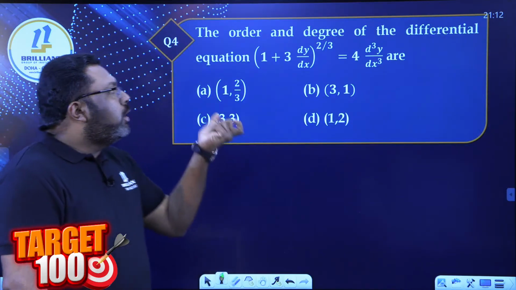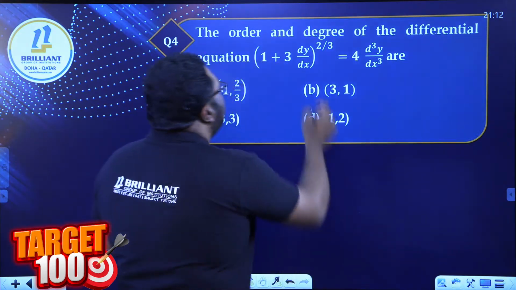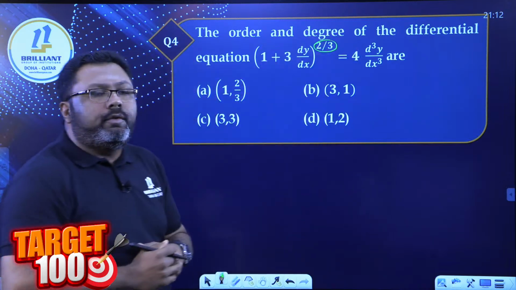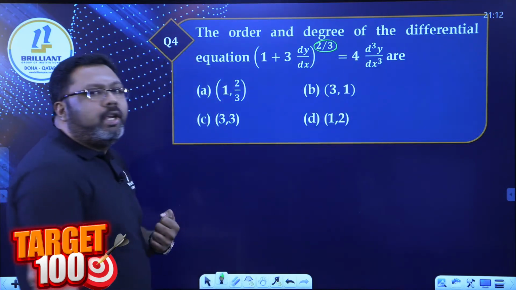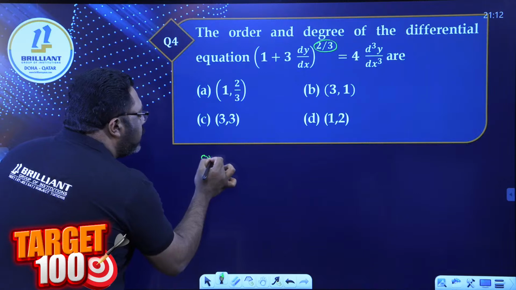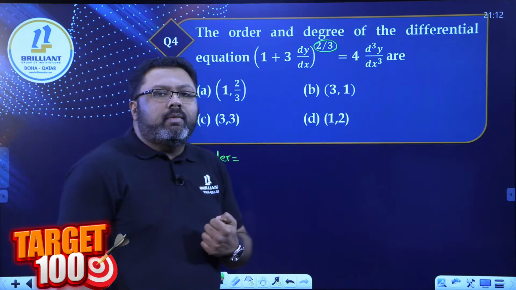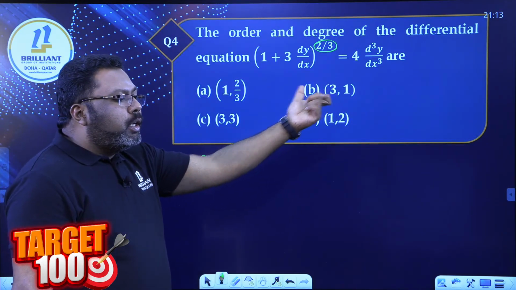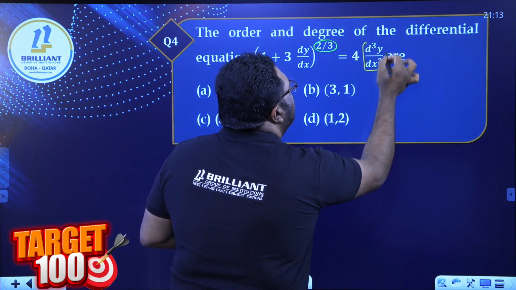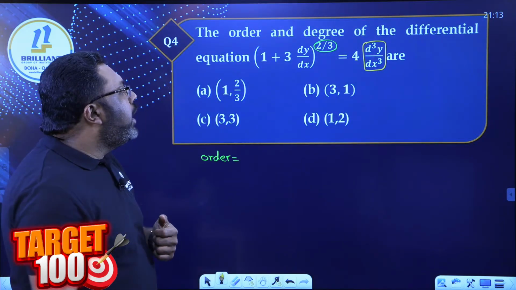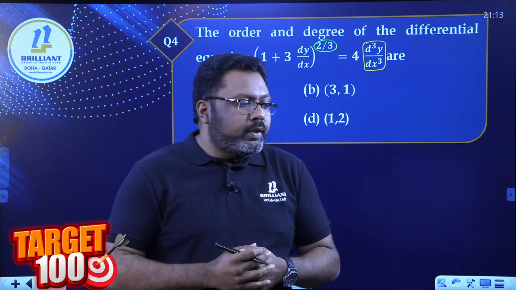One more question with a power which is rational, because I think it's going to be the most expected question this year, with a rational power in the differential coefficient. Can you see the power is 2 by 3? But first of all, look at the expression and please tell me the order of the differential equation. The highest order, yes, you can see is d cube y by dx cube. So my order is 3, right answer.